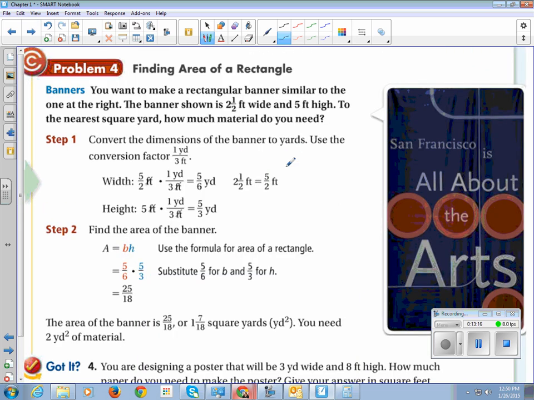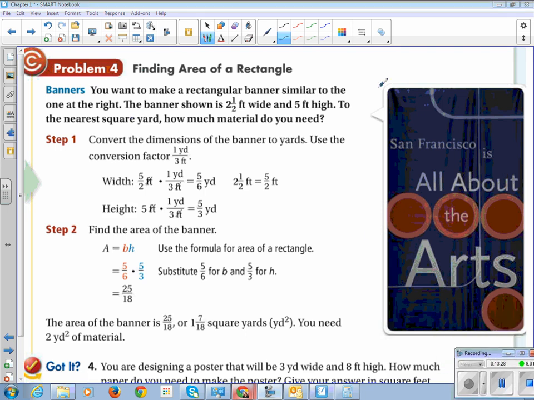Alright, now that we've done perimeter, let's do area. We got this. You want to make a rectangular banner similar to the one on the right. The banner shown is 2.5 feet wide and 5 feet tall. 2.5, 5. Convert the dimensions of the banners to yards. See, because it says to the nearest square yards, how much material do you need? So we're going to convert it to yards by multiplying it by 1/3. And then we're going to multiply base times height. And make it into a mixed fraction so that we know it's not a weird improper fraction.